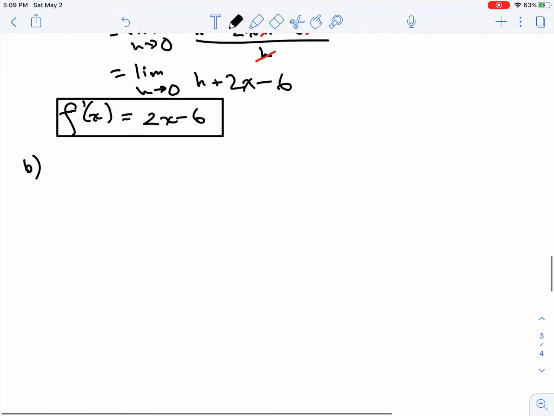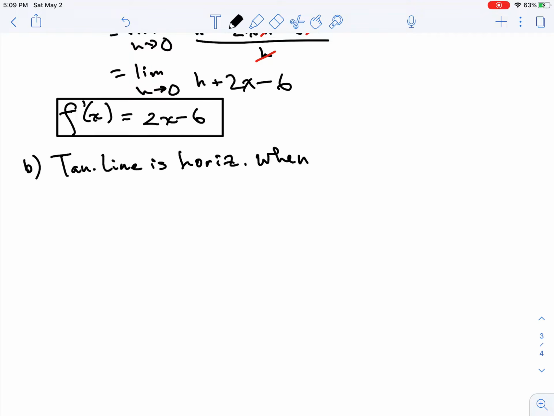So let's write that. The tangent line is horizontal when our derivative is equal to 0, right? So our tangent line is horizontal when the slope is 0, which means our derivative is equal to 0. So now that we have our derivative, we're just going to set our derivative, 2x minus 6, equal to 0. And so just solving this.